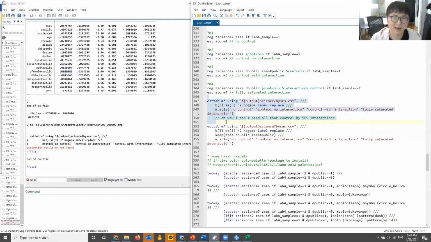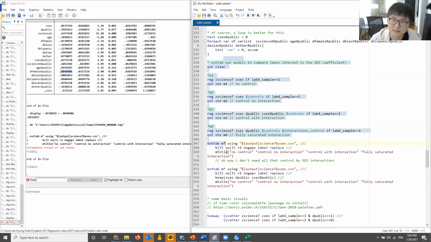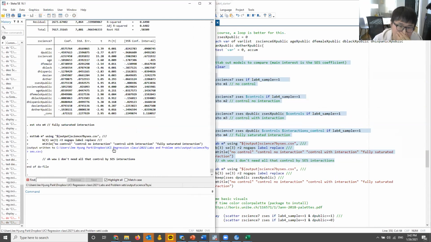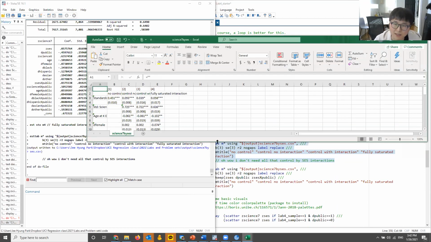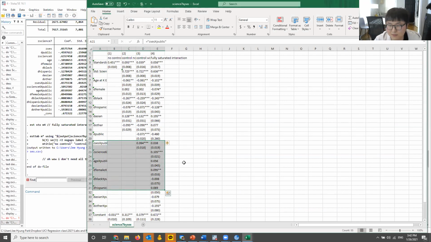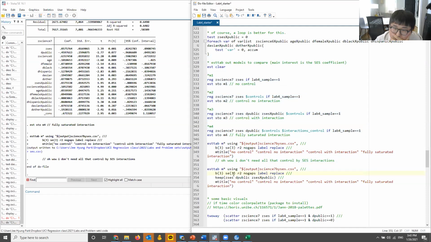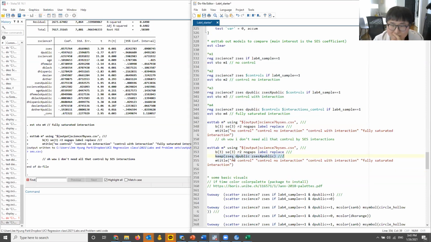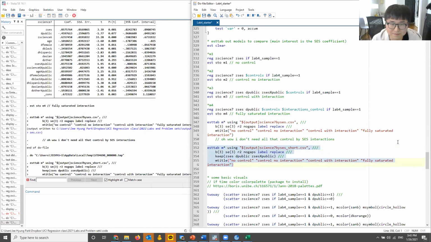One thing to notice is that if you run this, it's going to print many variables, and probably more variables than you want. It gives you a table like this, and it's just too long. Sometimes you don't really care about this. So you can tell ESTAB, same thing, but only keep ZSES, the public, and this variable. And if you print this, I'll say short, as in it's not so long.